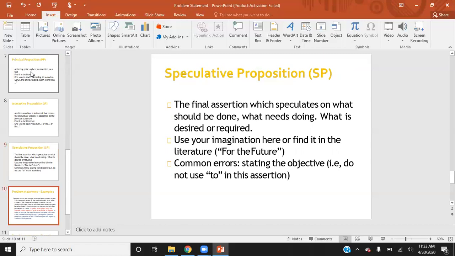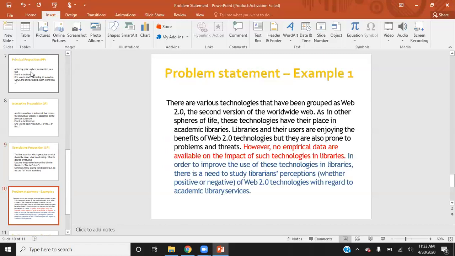Okay. Now, for example, there is this example given here that there are various technologies that have been grouped as Web 2.0, the second version of the World Wide Web. As in other spaces of life, these technologies have their space in academic libraries. Libraries and their users are enjoying the benefits of Web 2.0 technologies, but they're also prone to problems and threats. So they talked about a certain technology, and then they said the library and the users also use it, but they have a lot of problems and threats.